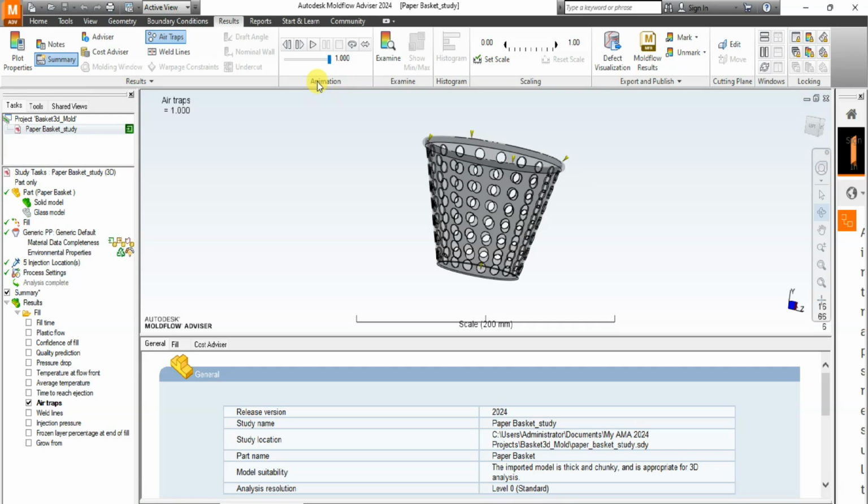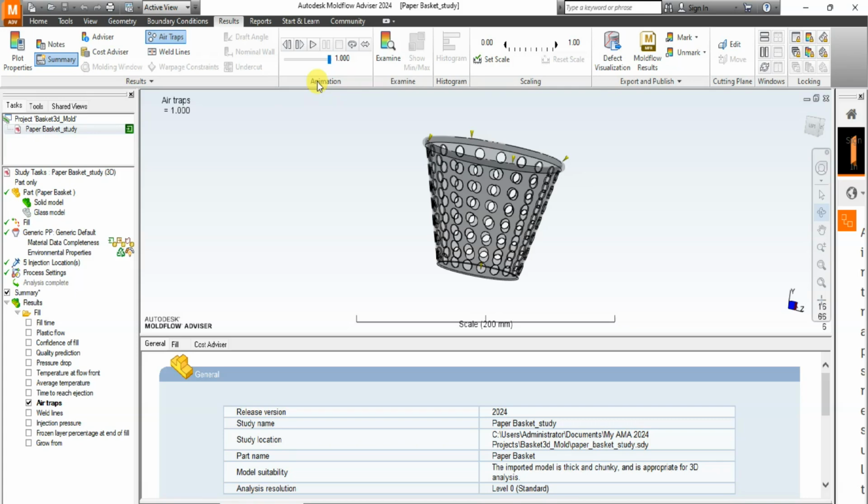Even a part that has long flow paths, inadequate venting, that's ventilation, can cause air traps to occur at the end of the flow paths. Okay, so these are very, very critical pieces of information that need to be noted under air traps.